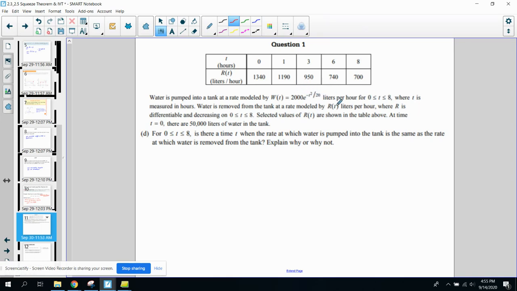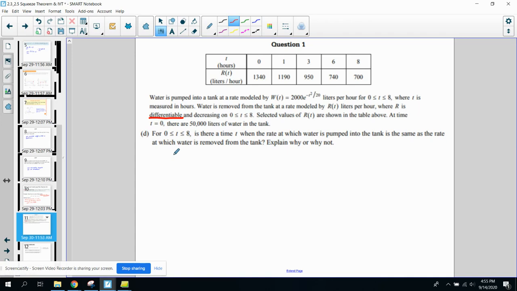And R of t, it tells us it's differentiable and decreasing. We're going to talk about differentiability more later. Basically, if it's differentiable, it's continuous. So it's telling us that everything is continuous. So since it's continuous, we can continue.